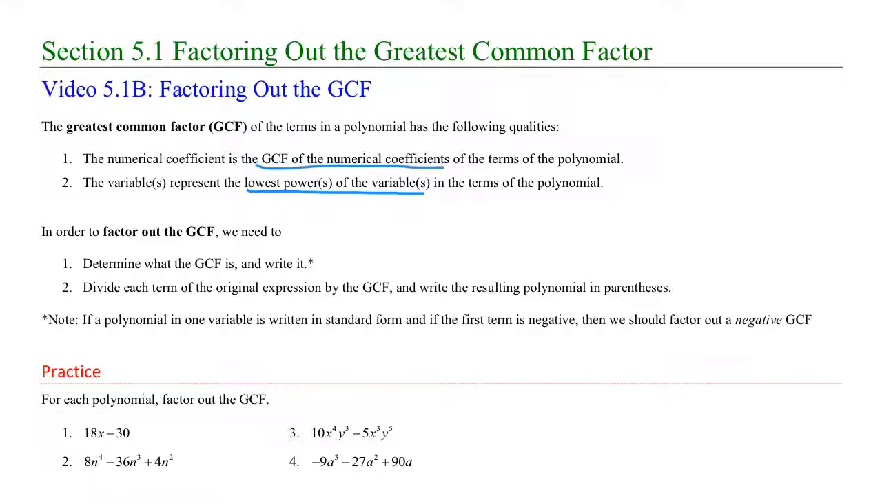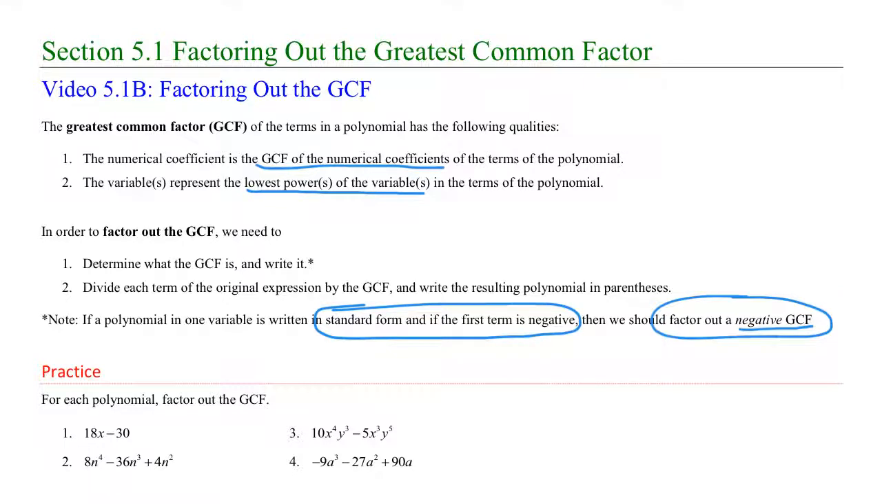In order to factor out the GCF, we need to determine what the GCF is and then write it. And just a quick note on this, if the polynomial in one variable is written in standard form and it has a negative first term, then we're going to be writing a negative GCF. Once we know what the GCF is, then we can divide each term of the original expression by the GCF and write the resulting polynomial in parentheses. So that's the process we're going to follow as we do these practice problems. Let's go ahead and look at the first practice problem.